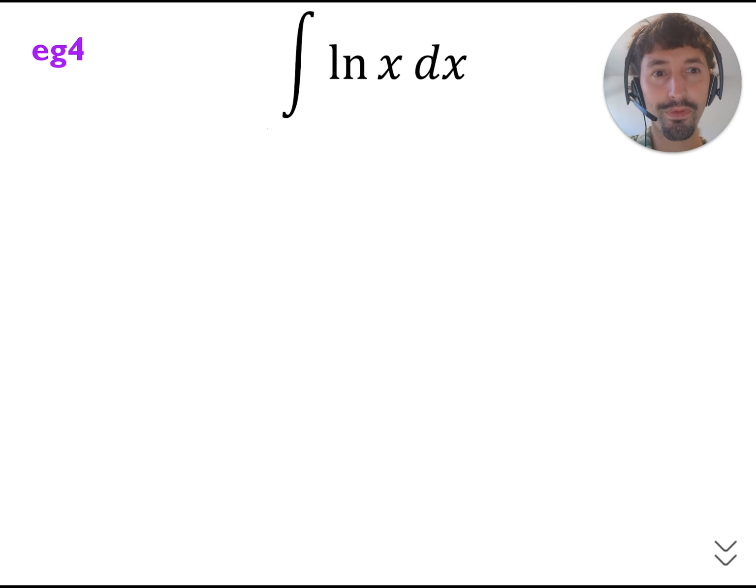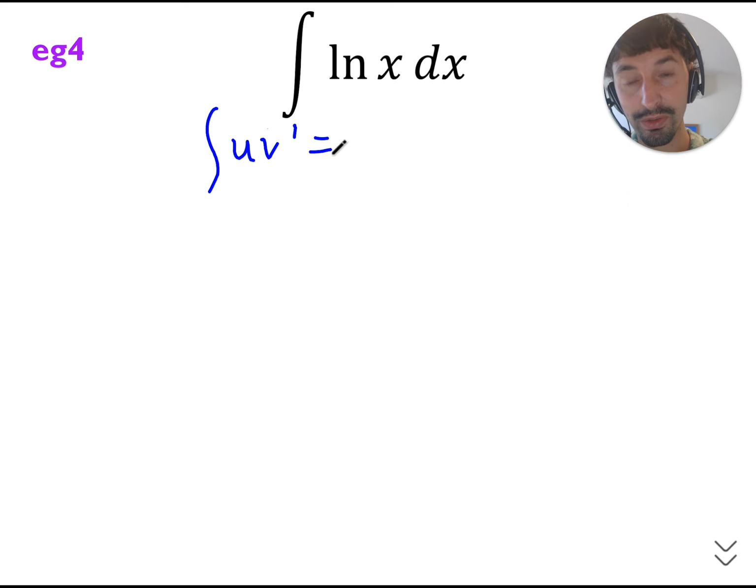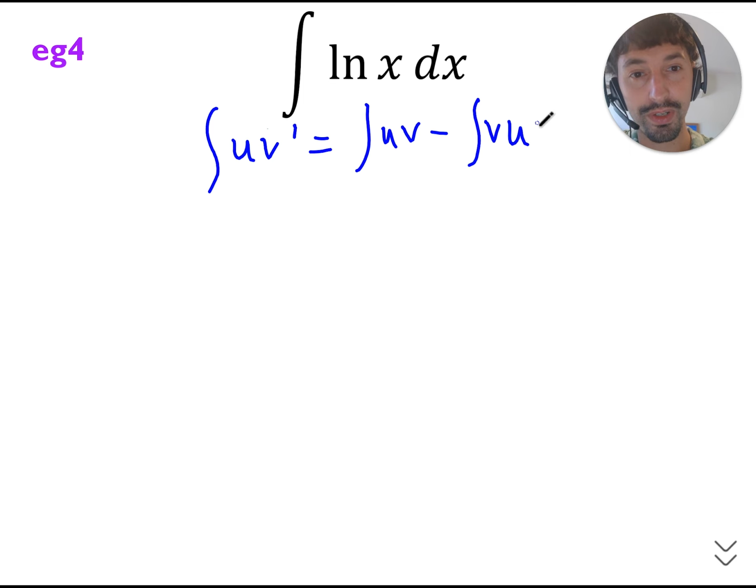So example 4 is a big one. We're integrating the natural log of x. Now you look at that and you think, A-level maths, that is an integral I feel like we should be able to do. So how do we do it? We use integration by parts. Let's remind ourselves of the integration by parts formula again: u v dash equals u v minus the integral of v u dash.